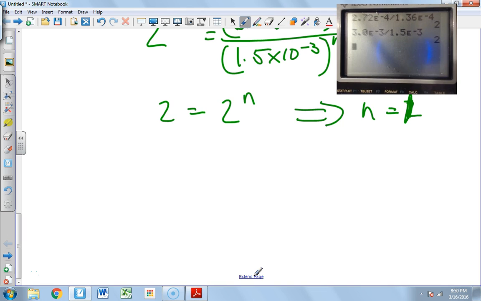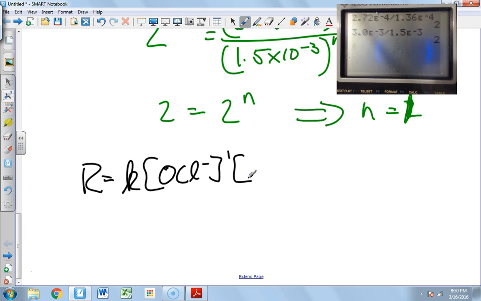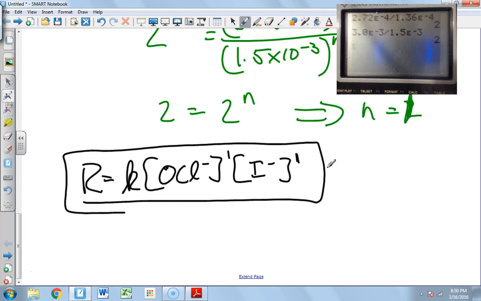So the rate law for this equation, we still haven't answered the question. The rate law, R equals K OCl minus to the first times I minus to the first. So this is the rate law. Okay, you have to show the powers in there. Now I get it, you don't have to put the 1, but I always want to show the 1 because I've done all this work, so it makes more sense to put the 1 in there.